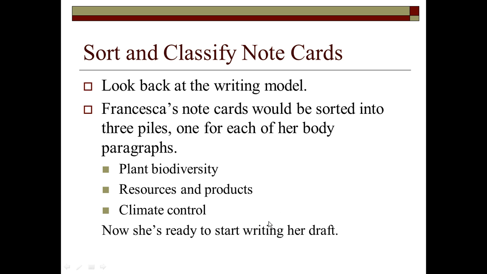Now that she has these 3 main categories, she's ready to begin writing her first copy of her science report. And we're going to call these category heads. Okay, and that's what you're going to be doing today as you come to class. You're going to look at your note cards and think of 3 category heads, which will basically summarize all the facts that are in that pile. Okay, so Plant Biodiversity, Resources and Products, and Climate Control for the writing model.